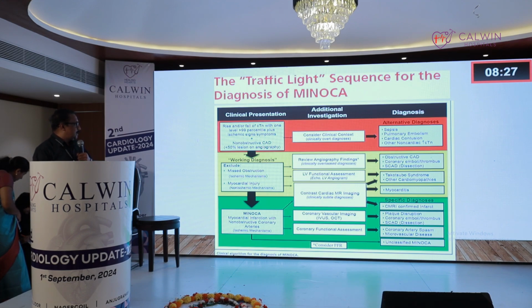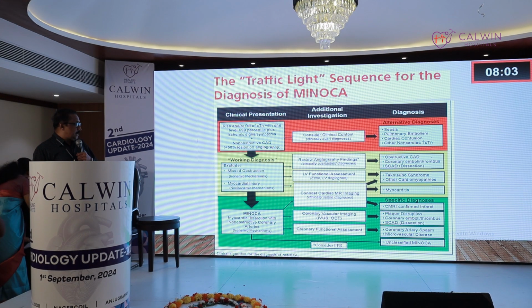Once these are ruled out, you have the working diagnosis of myocardial infarction with non-obstructive coronaries. So you scrutinize the angiogram better to look for any small branch occlusion, terminal embolic occlusion or a dissection, hazy areas in the angiogram. And you also look for other features of myocardial injury. You can do an LV angiogram, which we rarely do. An echocardiogram can be done to look for any wall motion abnormality that we typically see in Takotsubo syndrome.